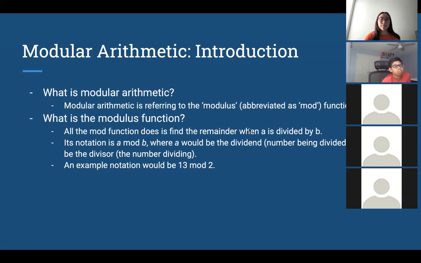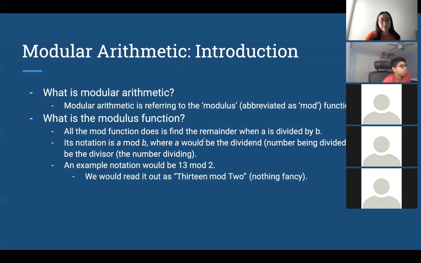Yeah, okay, so 13 divided by 2 does equal 6 remainder 1. But here, we can just basically ignore the 6. All we're looking for is the remainder. That's the only thing the mod function cares about. So the answer is just 1.